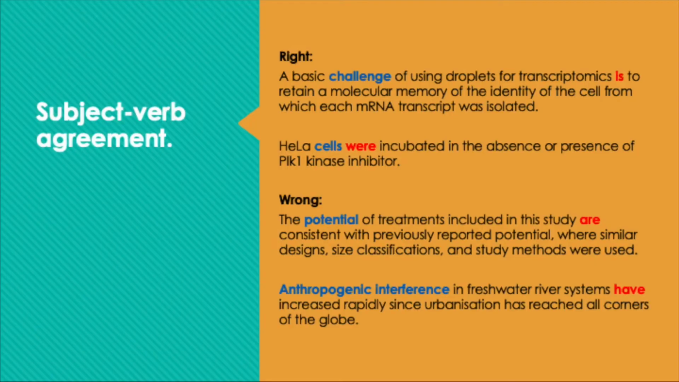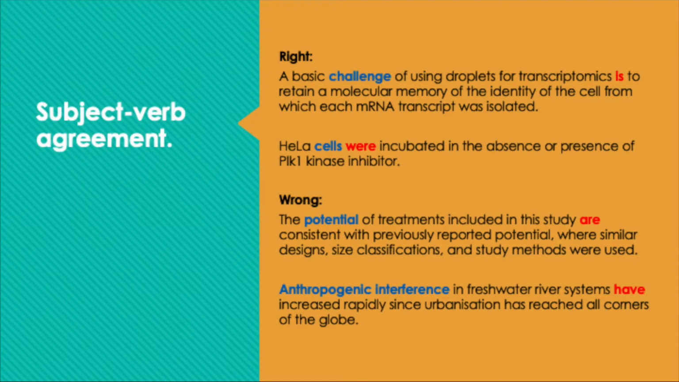Now, the second example: HeLa cells were incubated in the absence or presence of PLK1 kinase inhibitor. So cells is plural, were is plural, they agree. This is correct. Let's look at some wrong examples where they don't have agreement between subject and verb plurality. The potential of treatments included in this study are consistent with previously reported potentials, where similar designs, size classifications, and study methods were used. All right, now this one is a little bit tricky.